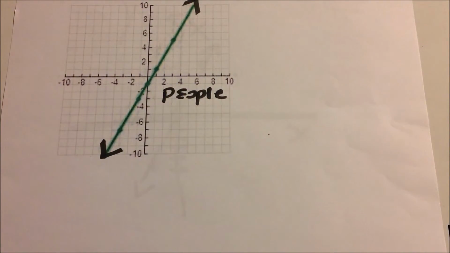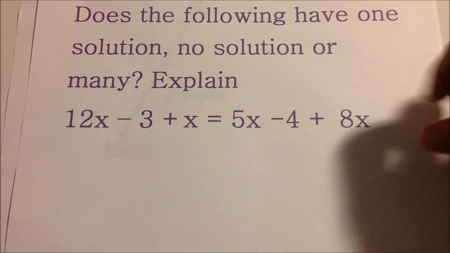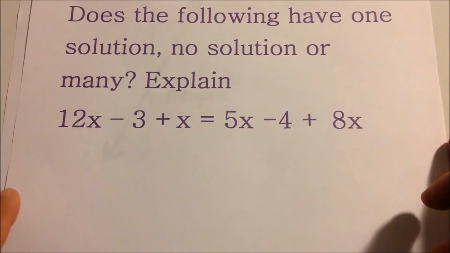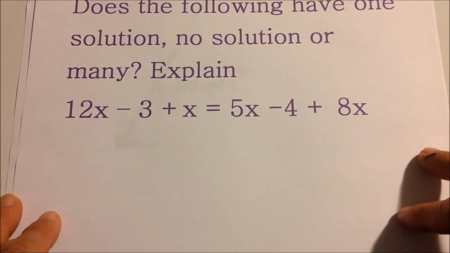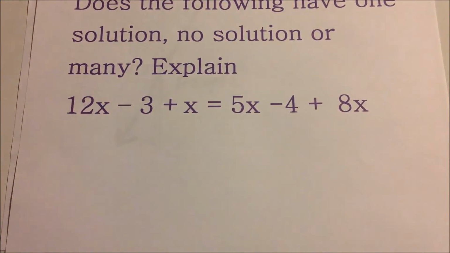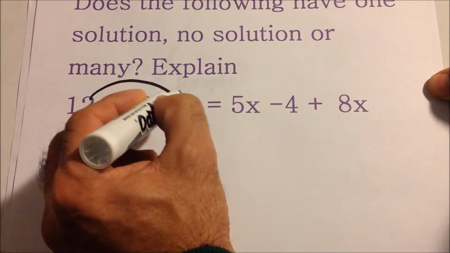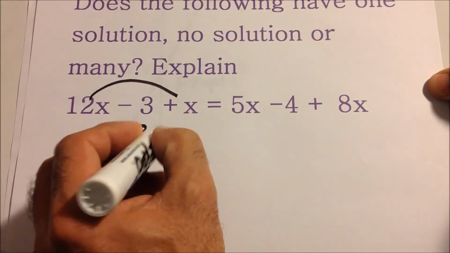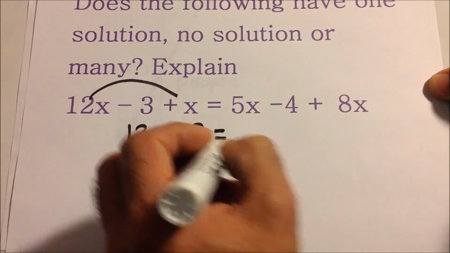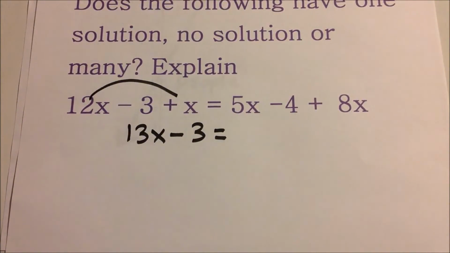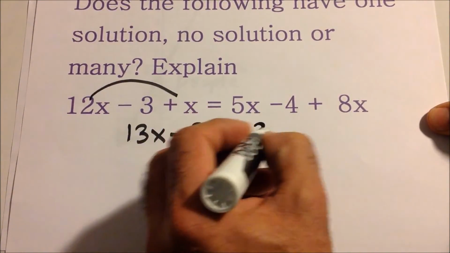Okay, so the last question we have for the assessment, number 9, does the following have one solution, no solution, or many? Okay, so the first thing we want to do is combine like terms. So we have a 12x and an x. So 12x and x, we can get 13x. So we have 13x minus 3. We can combine on the other side, 5x and 8x. We can combine them, right? And that, again, will be 13x minus 4.